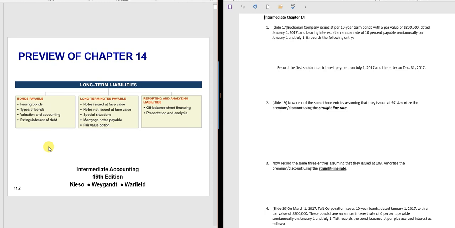So we're going to talk about bonds payable, issuing, we've done that. Types, we haven't done those things, although the types, this is usually the hard part. Long-term notes payable, which is frankly just exactly the same as bonds, and then some other types of liabilities. So the real thing we're going to talk about is bonds.